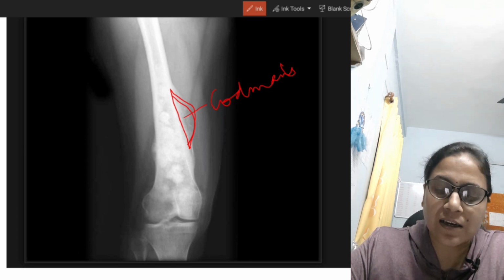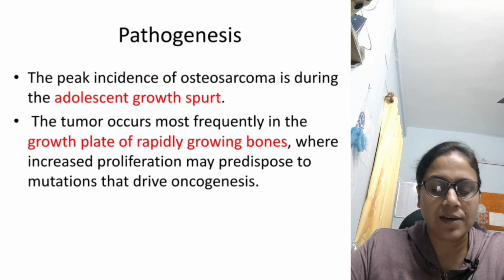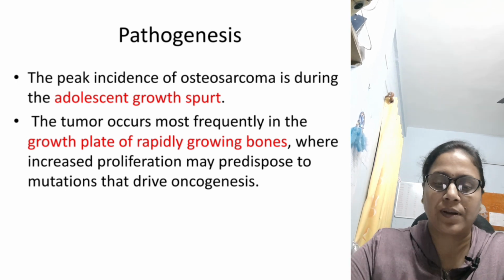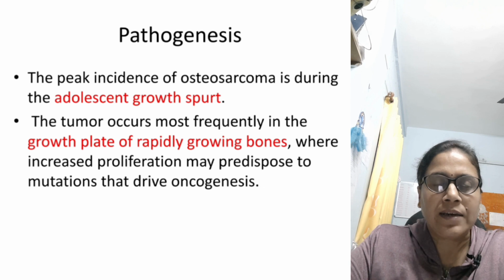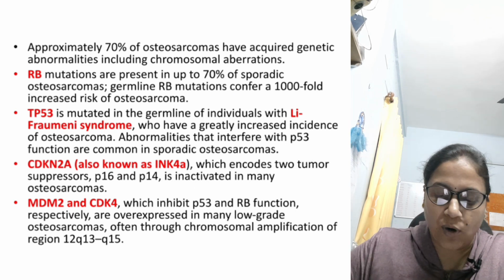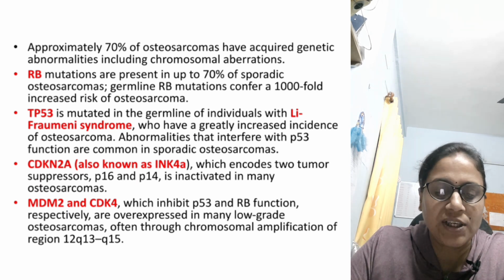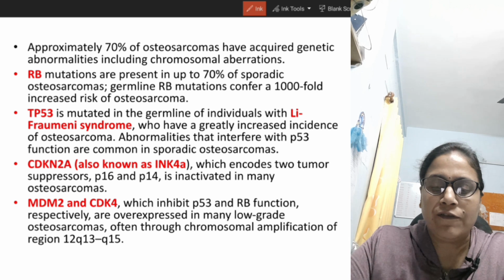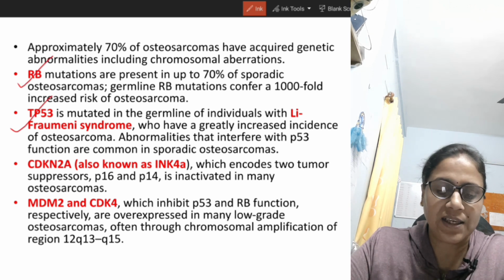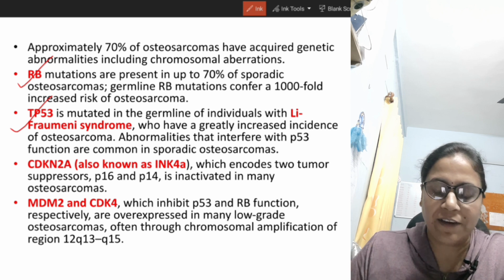Pathogenesis, it occurs during the adolescent growth spurt, so it occurs in the growth plate of the rapidly growing bones. Then there are certain genetic abnormalities. Most important in them are the mutations involving the RB gene, TP53, which in individuals with Li-Fraumeni syndrome, the CDKN2A and MDM2 and CDK4.